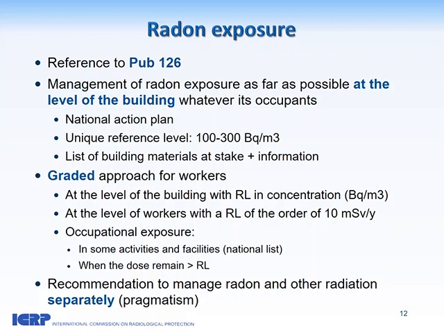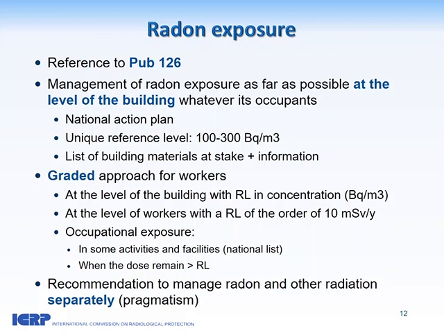The exposure to radon should be as far as possible managed at the level of the building, whatever its occupants: workers, clients, members of the public, whatever. It is recommended to set a national action plan and to use a unique reference level selected in the band between 100 and 300 becquerel per cubic meter. And because building materials may be a source of radon, it is recommended to set a list of building materials at stake and to provide relevant information to the professionals who are concerned.